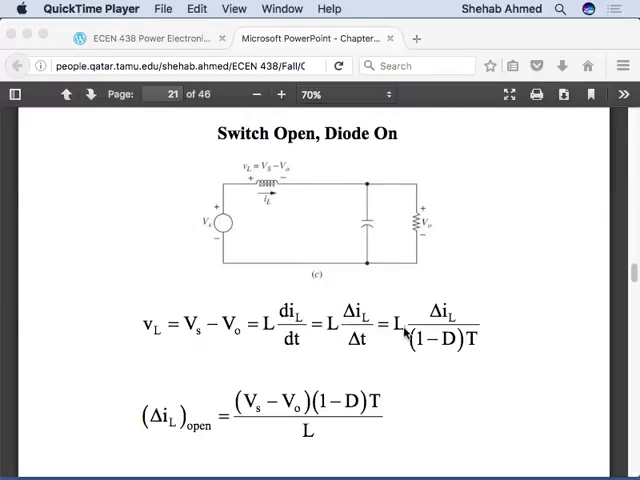Same sort of logic, but the only thing that changes is that this is the switch open. How long is the switch open for? It was closed for capital D times T, so it's open for 1 minus capital D times T, because the duty ratio is 100%, or 1. If it's closed for D, then it's open for 1 minus D. And then, same thing, we solve for delta I. Then we have my delta I closed and delta I open. The sum of these two will bring the current back to its same steady state condition.